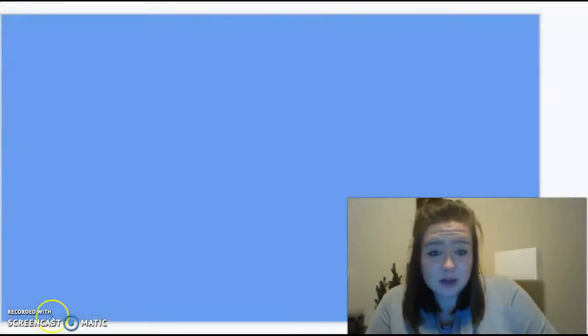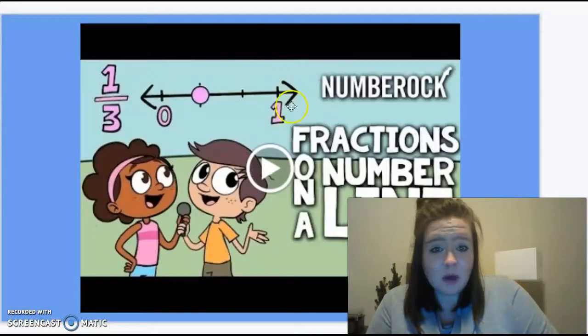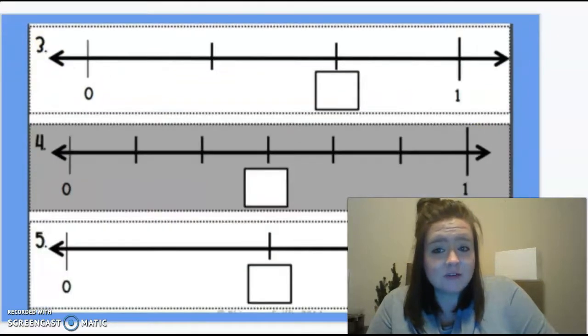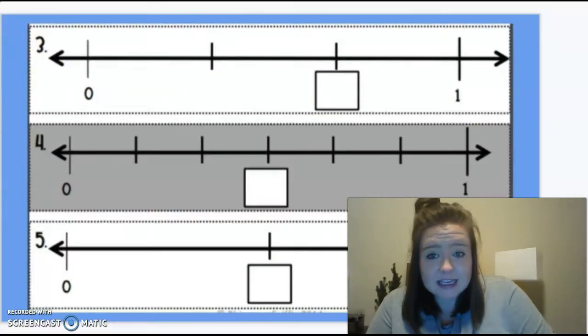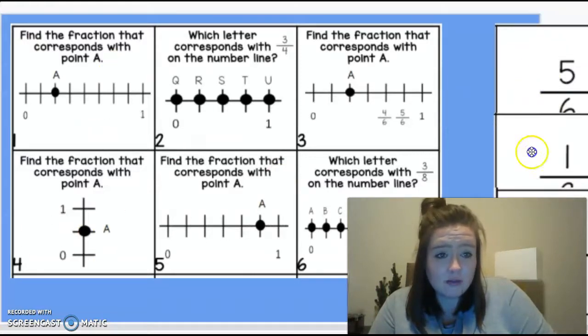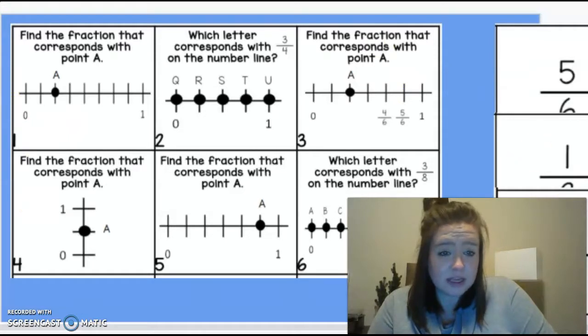So some of the things that we're going to be doing today, you're going to be watching this number rock video, okay? I am going to do these two slides for you, just again, more practice of representing fractions on a number line. And then the big thing that you guys are going to be doing today is there are some cards over here on the right-hand side, and there's some more on the left-hand side that you guys can't see just because of how I have this video recording.